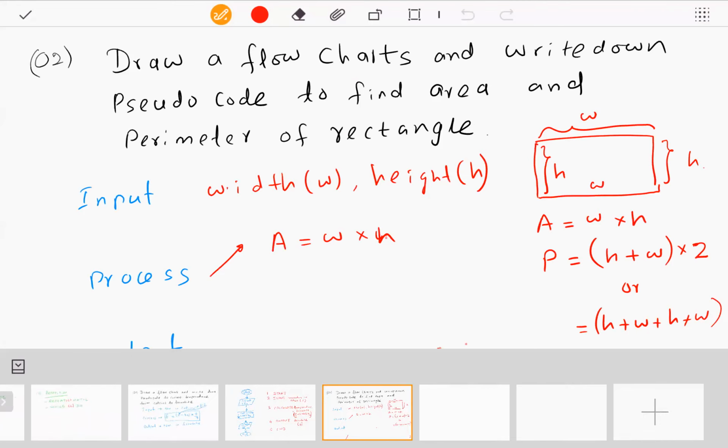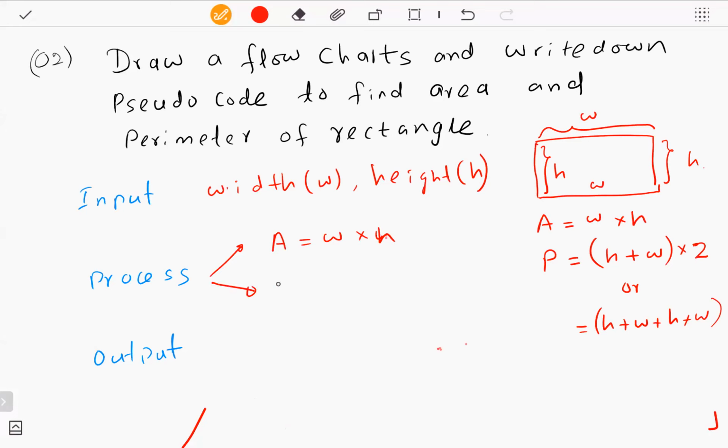Right. The other one is find the perimeter. P equal H plus W into 2. Right. We have two processes in the problem. Output. What's the output here? Area of the rectangle and perimeter of the rectangle. In that way, we should analyze the problem.